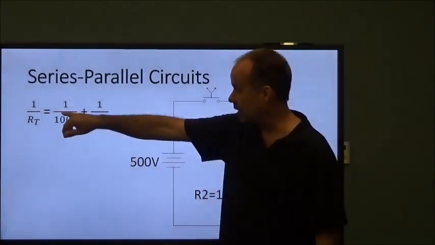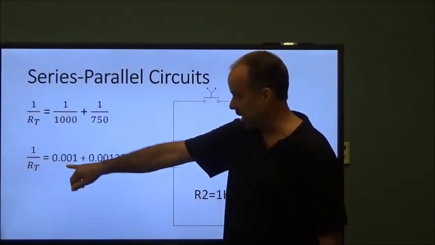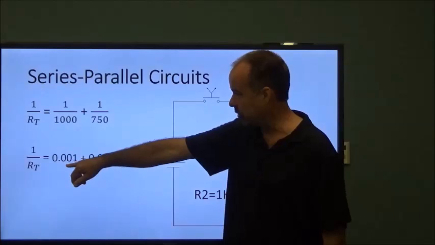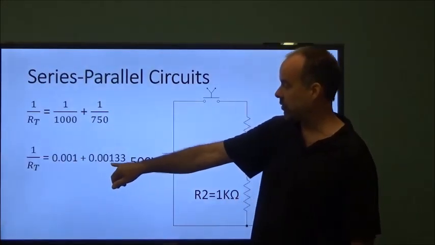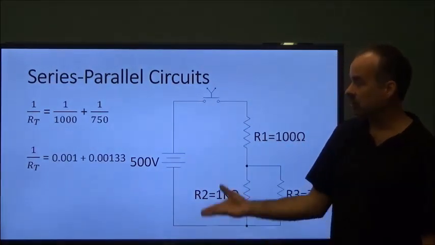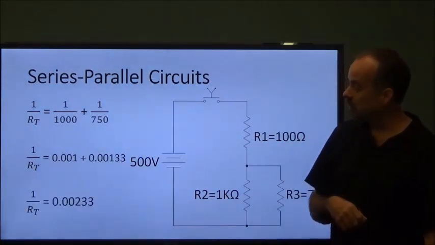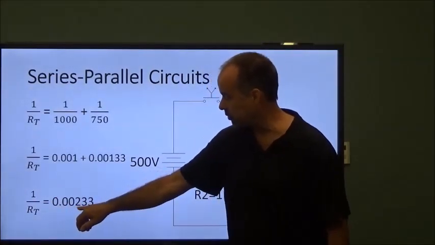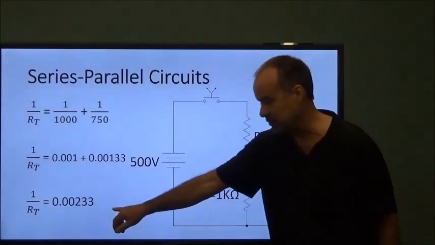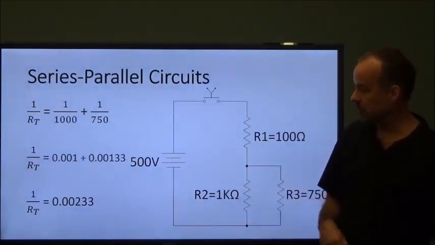So if I find my decimal equivalents, 1 divided by 1000 gives me 0.001, and 1 divided by 750 gives me 0.00133. Now I'm simply adding my decimal equivalents together. So I come up with 1 over RT equals 0.00233, and the 333 is just carried out. I just chose not to take it any farther than the two 3's on the end there.